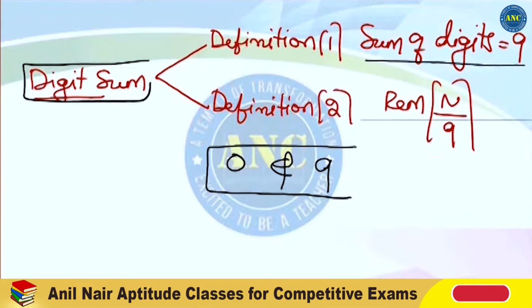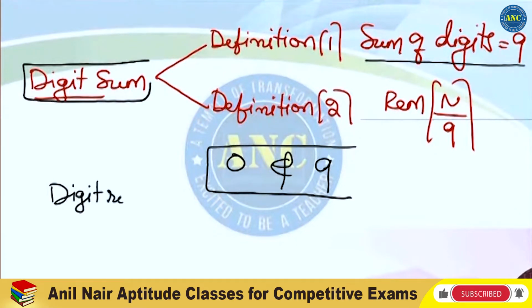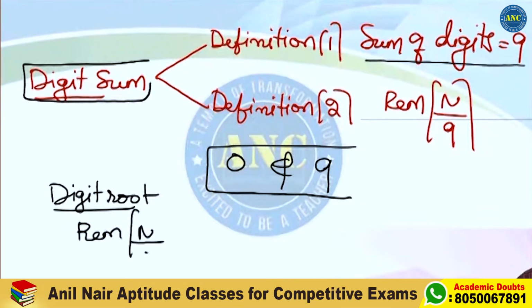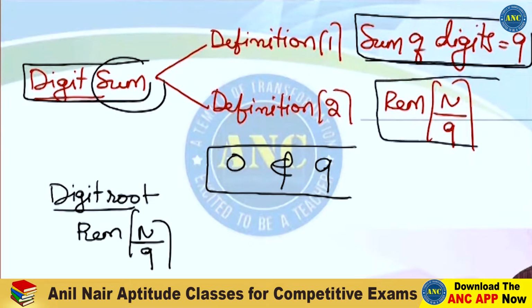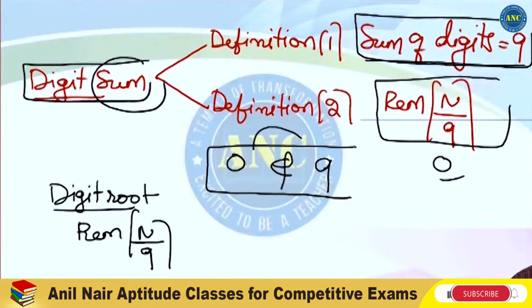I will not go 100 feet down. In some textbooks, there is another concept called digit root, which is the remainder when you divide a number by 9. So the sum cannot be 0. If you are adding digits, how can the sum be 0? If you take the first definition, the sum of the digits is 9. If you take the second definition, it is 0. 0 and 9 can be used interchangeably. Right? Next one.